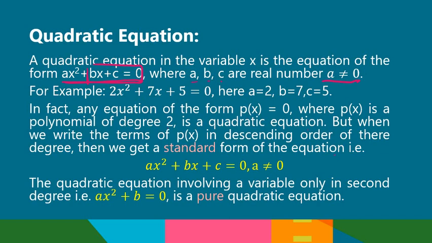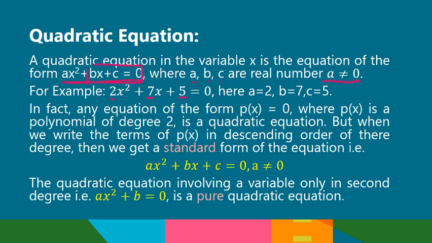For example, 2x² + 7x + 5 = 0 is a quadratic equation. Here a = 2, b = 7 and c = 5. In fact, any equation of the form p(x) = 0, where p(x) is a polynomial of degree 2, is a quadratic equation. When we write the terms of p(x) in descending order of their degree, we get the standard form of the quadratic equation, that is ax² + bx + c = 0.